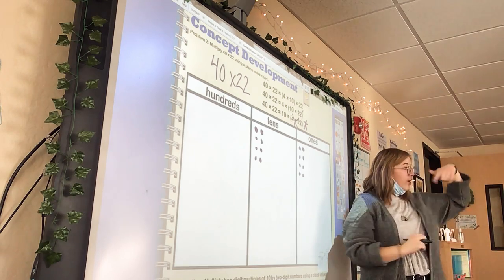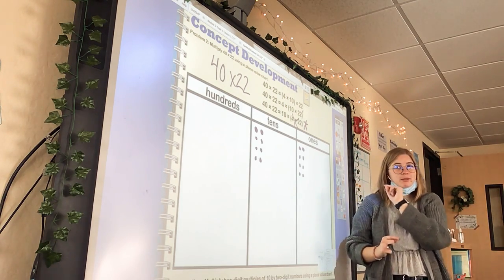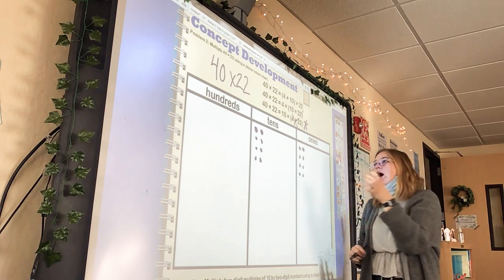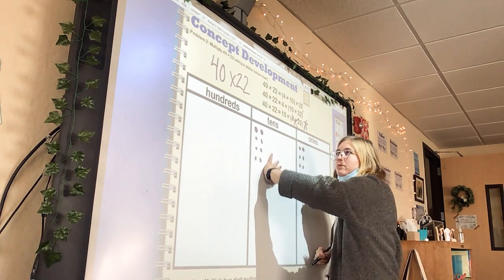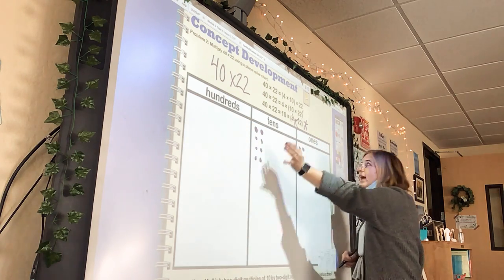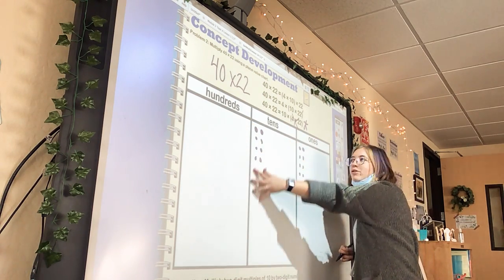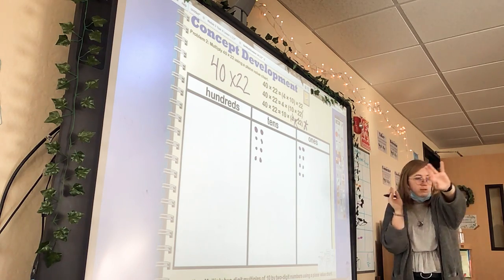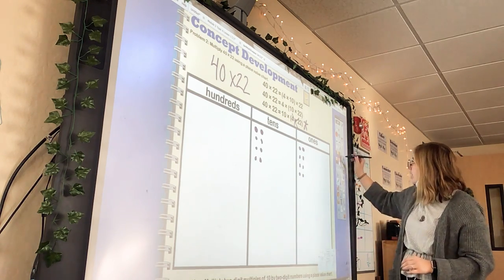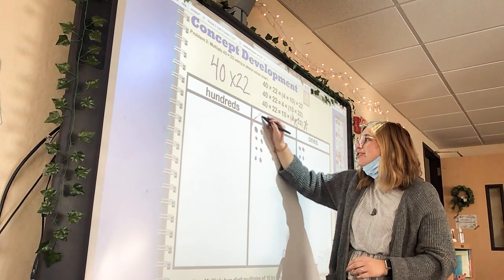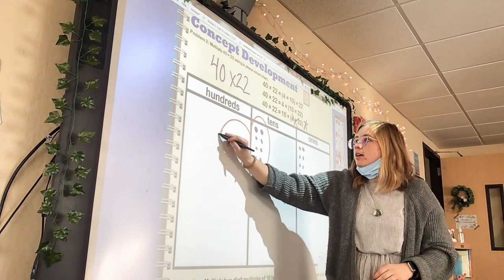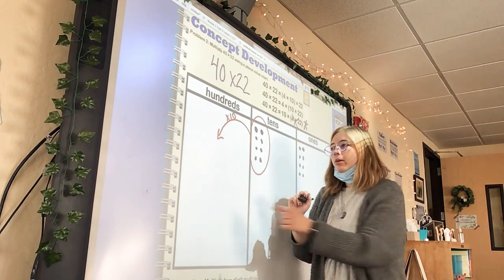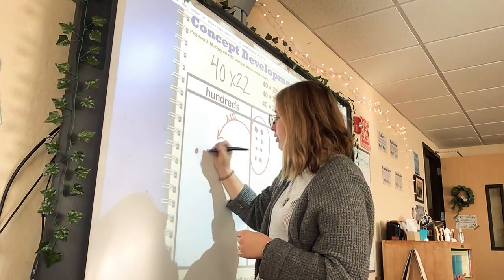Now all that's left is to multiply it by 10. Remember, I said whenever we multiply anything by 10, it moves to the left 1 spot. Everything in the tens place is going to move over to the hundreds place, and everything in the ones place is going to move over to the tens place, because we're multiplying everything by 10. So all I have to do is circle them, draw a little arrow, and say times 10. Then I'll repeat it over here.